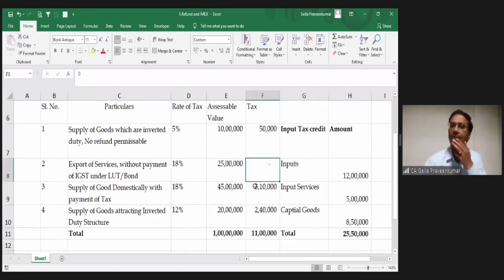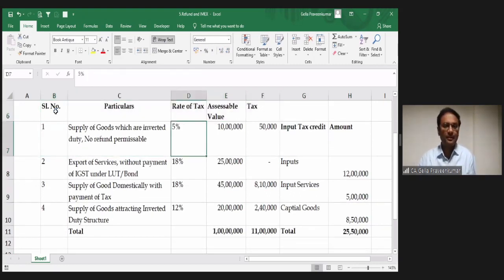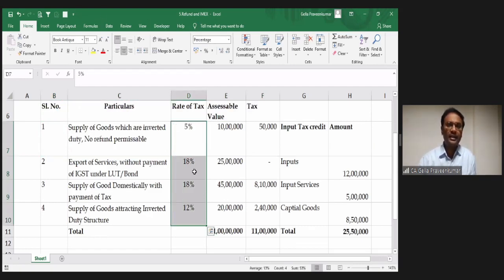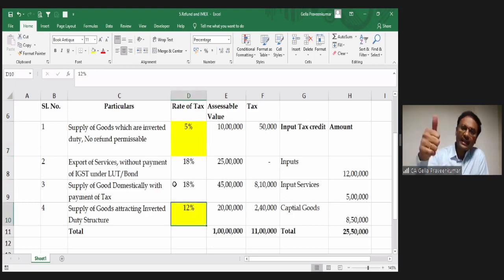Now, for the advantage of students who have come late, for people who are not able to understand, let me recap once again. We have captured the details of supply during a period. We have also captured the input tax during that particular month. Here I have category 1 and category 2. Category 1 is a supply where 5% is an inverted duty structure, but government specifically says you are not entitled for refund on this particular supply.